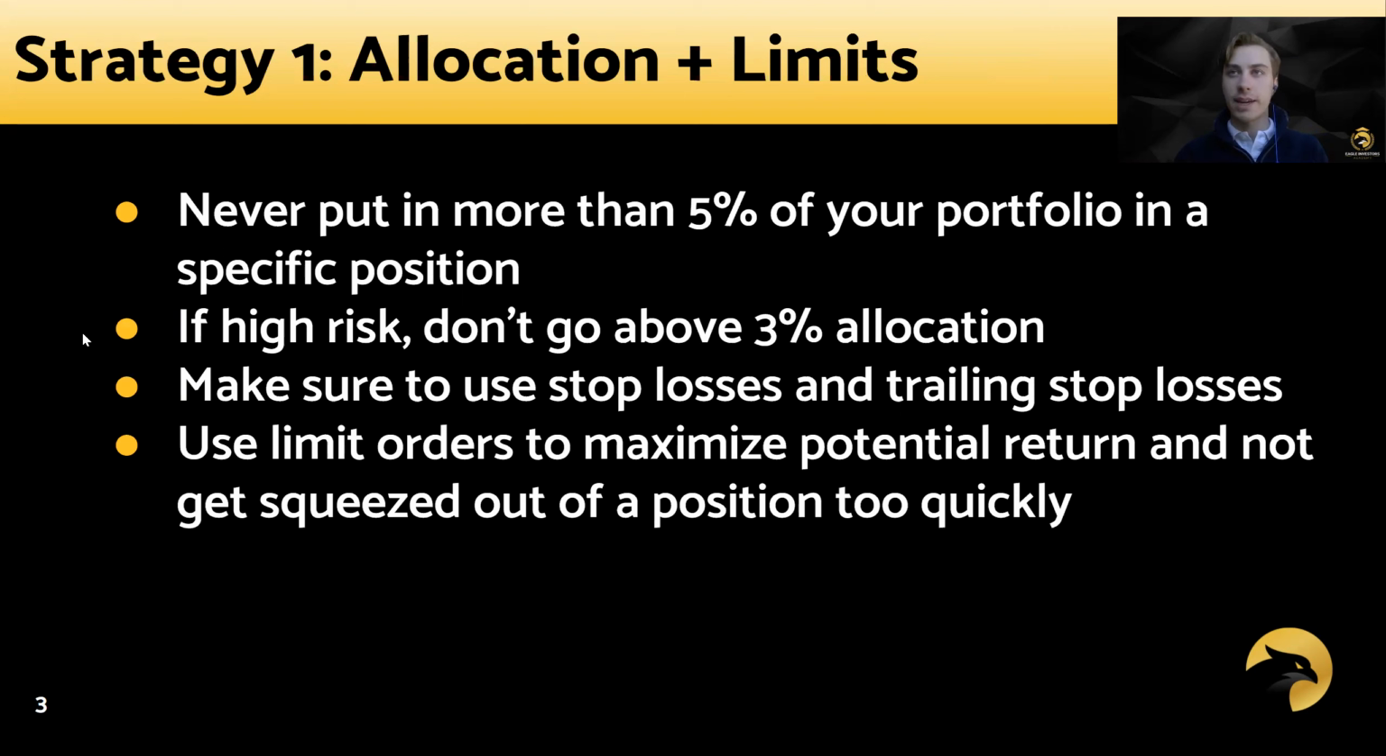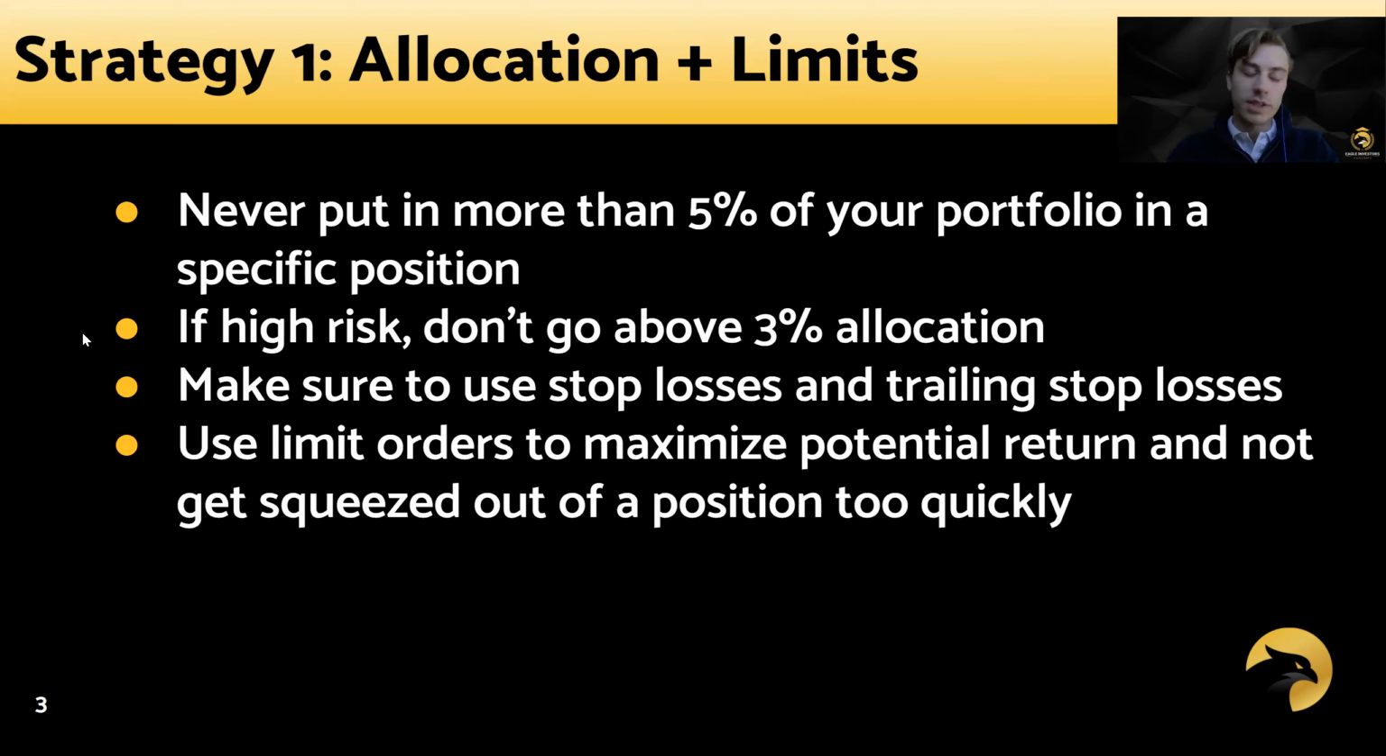Now, if high risk, obviously, again, don't go above 3% allocation, and for larger accounts, that is going to be 1%. The other thing successful traders do is using stop losses and trailing stop losses. We're going to go over a couple models and theories at the end of this presentation that shows the effects of using these stop losses and trailing stop losses over a period of a couple of years.